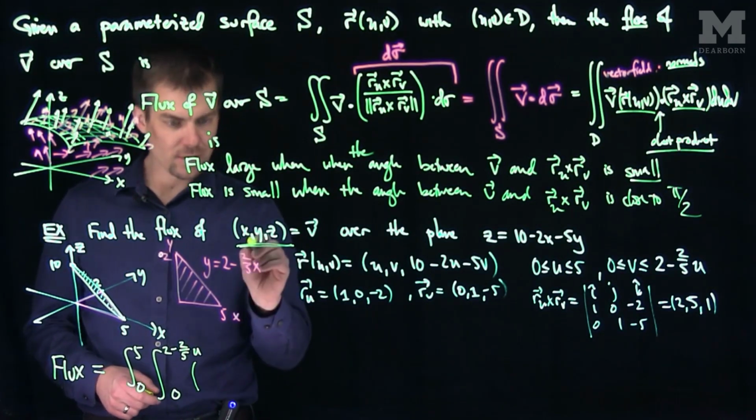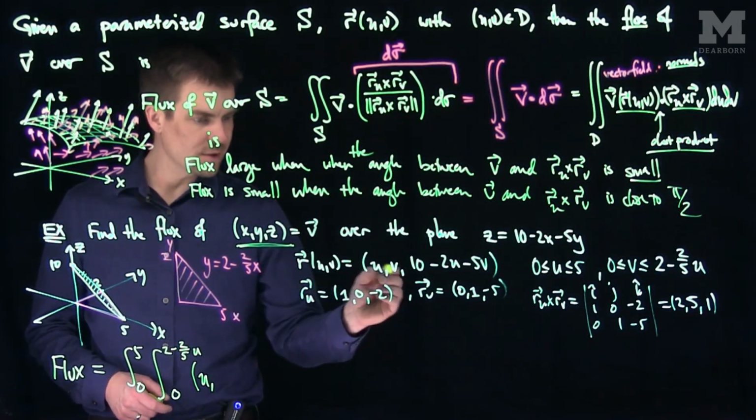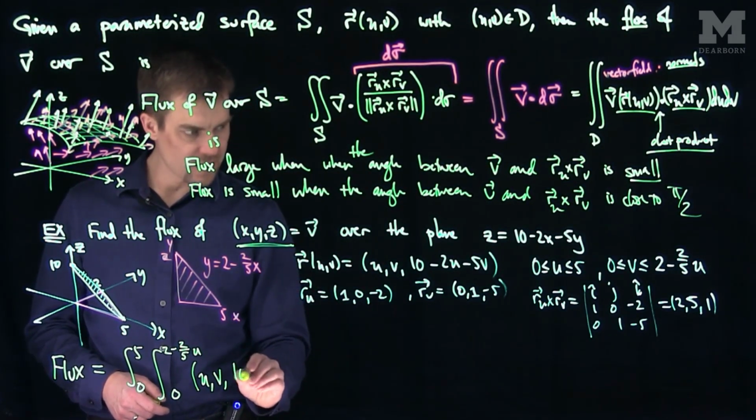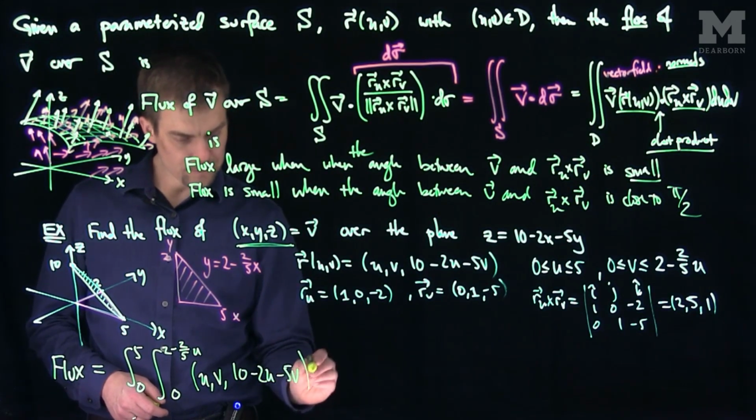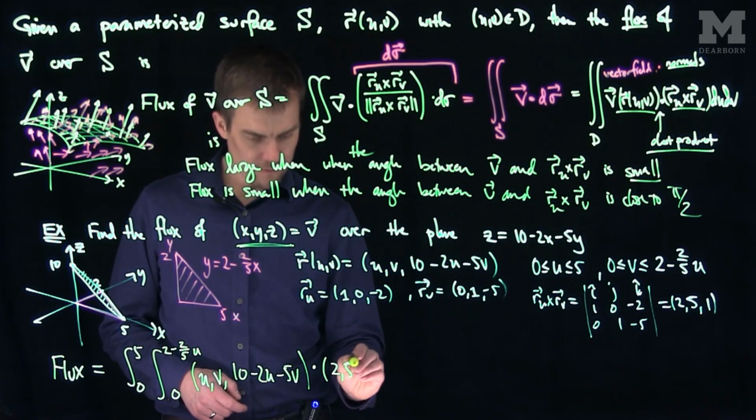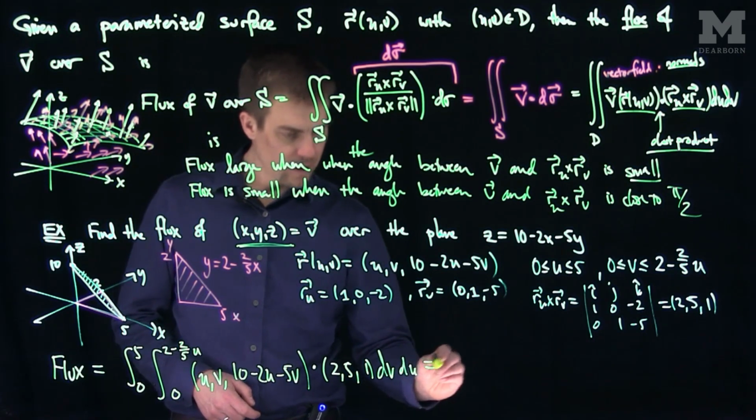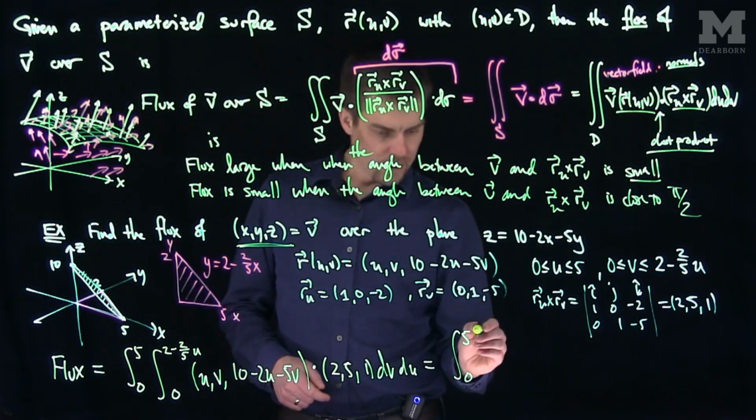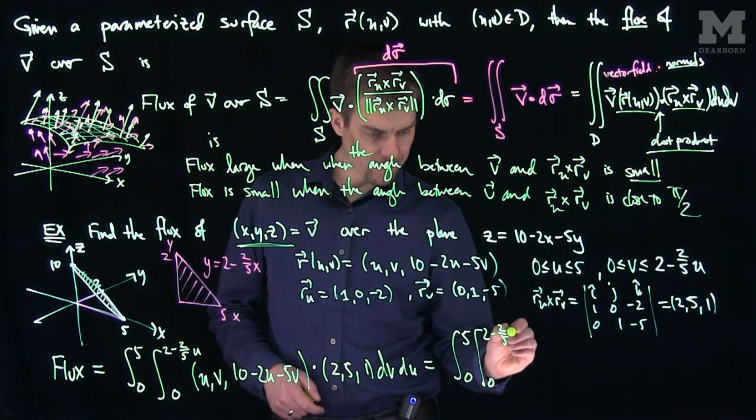So what's x on the surface? x on the surface is u. What's y on the surface? y on the surface is v. And what's z on the surface? z on the surface is 10 minus 2u minus 5v. And I have to dot this with 2, 5, 1, dv du. And so the last bit we'll do is just set up the double integral, and we'll leave it as a double integral. Integral from 0 to 5, integral from 0 to 2 minus 2/5 u.